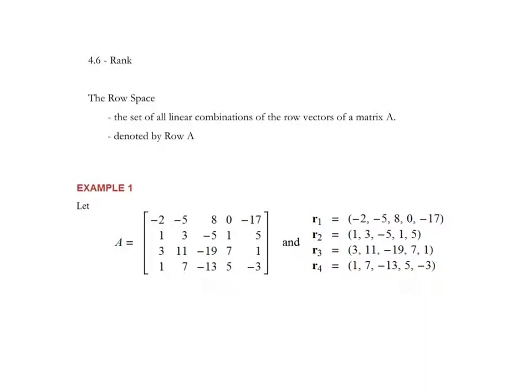So in example 1 that we start with here, we are given a matrix A, and we're looking at the rows of that matrix as vectors, and we're writing them as horizontal vectors because that just makes more sense since they're coming from rows. So the set of linear combinations of the rows of A, or the row space of A, that is the span, because that's where we get our linear combinations from, the span of the set R1, R2, R3, and R4. So the span of that set is the row space of the matrix A.